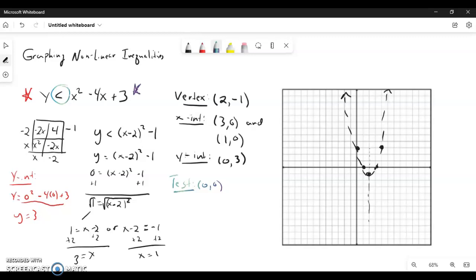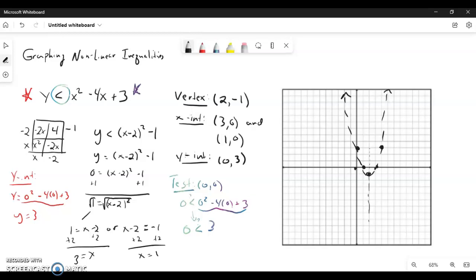Okay, so we're going to put 0, 0 in for x and y. So we're going to put 0 is less than 0 squared minus 4 times 0 plus 3. All right, so now that we have this here, oops, I guess that's a changing color one. So on the right-hand side here, 0 squared minus 4 times 0 is plus 3. That's the same thing as the y-intercept. That was 3. And then we have 0, so I bring my sign down. That was the question. Is 0 less than 3? And yes, it is.